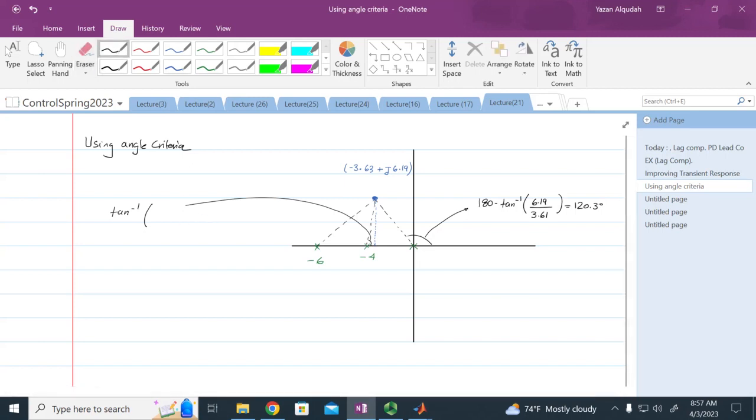Y over X. What is Y? 6.19. What is this distance? 4 minus 3.63. So 6.19 divided by 4 minus 3.613. Together?